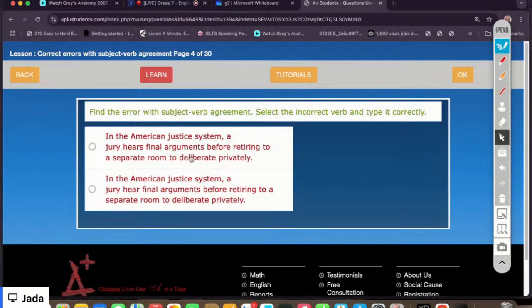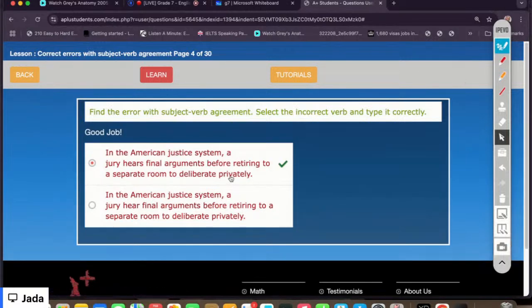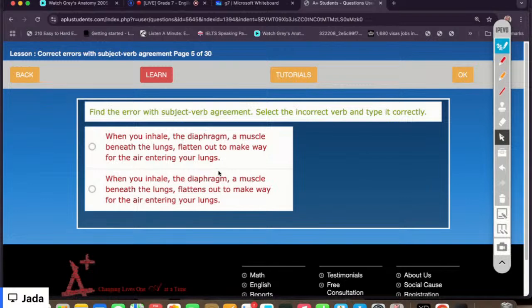Okay. In the American justice system, a jury hears final arguments before retiring to a separate room to deliberate privately. So, what do you think is the right option here? So in the American justice system, it's just like singular one. So you have to get a verb that has singular as well with S.